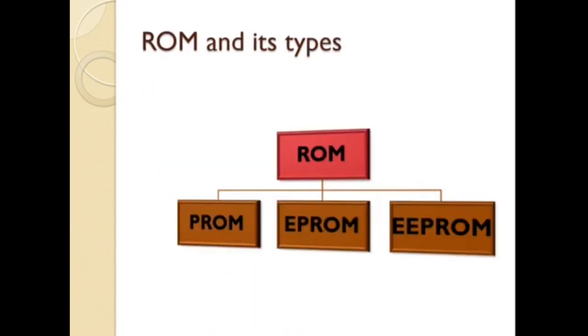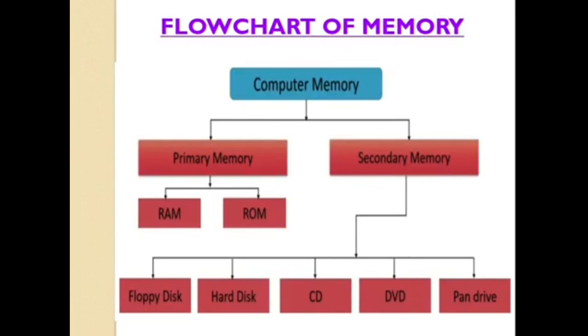Okay, so the ROM and its types. Here the ROM is divided into three categories: PROM, EPROM, and EEPROM. Okay, so this is your flow chart. We have to revise the last video class.